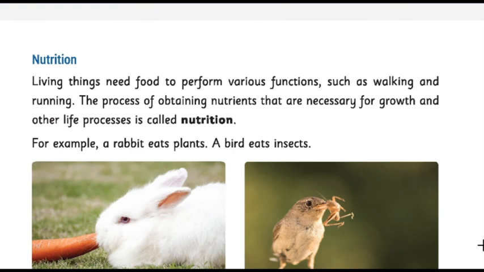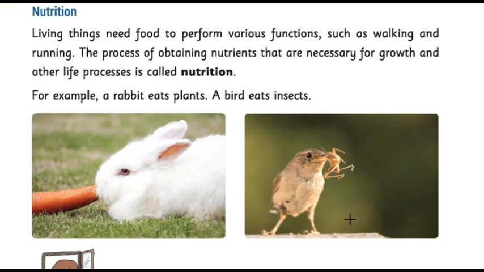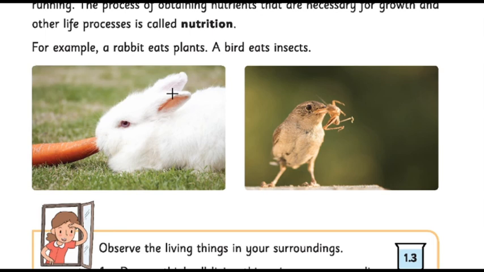Same as if a baby is born, it should be fed with milk. Otherwise, the baby will not have enough nutrition to grow. So food is very important for our life. There are three amenities of life: food, clothes, and shelter. In that, food is the very important nutrition for us to grow. Living things need food to perform various functions such as walking, running, for everything. We need food for all the activities of life.